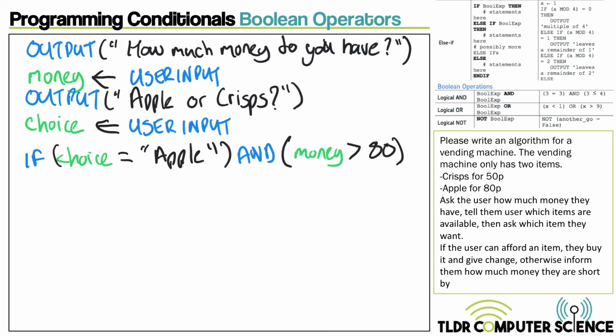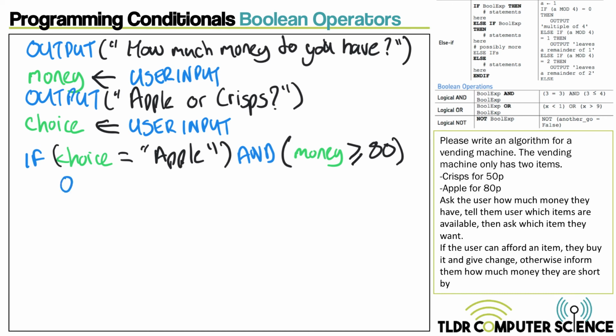Now, if we said above 80, ooh, I'm about to make another error again. Do you remember what kind of error this was? So if you look at my problem here, I'm saying they picked the choice apple, fine. And the money is greater than 80. Well, that would nearly always work. But what if they have exactly 80p? That's not going to work. So I've made a logic error. It doesn't do what I intended. So we need to say greater than or equal to, just like that. And if they're both true, well, that means I can afford it.